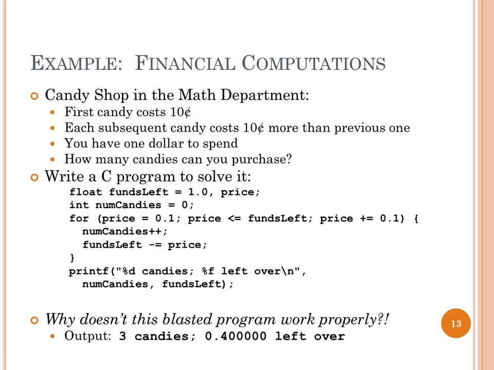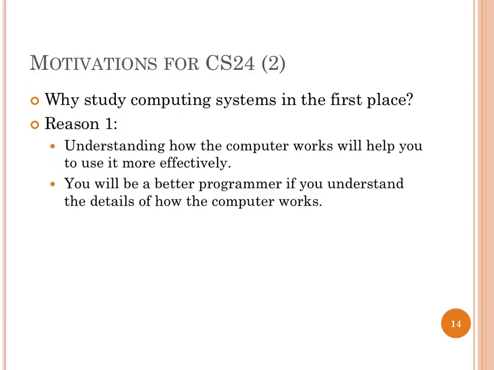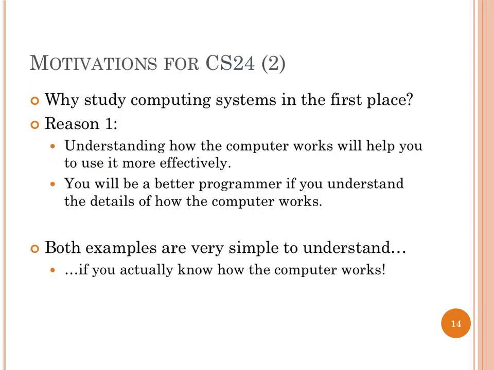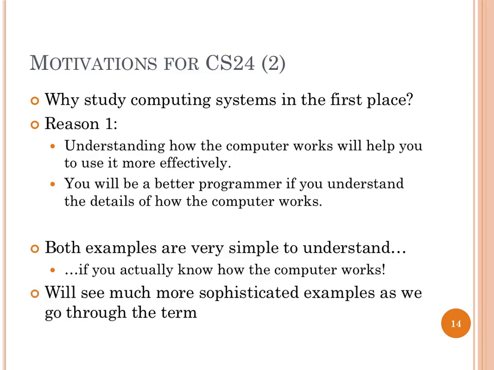Okay. So this is another one of those things that becomes really obvious, and you'll understand after the first assignment why stuff like this happens. You'll also understand why you should never ever compute anything money related with floating point. And if you do, I will find you and I will wave my finger at you or something. You should not. So why study computing systems in the first place? Well, these things are easy to understand if you actually understand how the computer does what it does. You just need a little bit of additional knowledge, and these things become really plain and obvious. And like I say here, we'll see very sophisticated examples as we go through this.